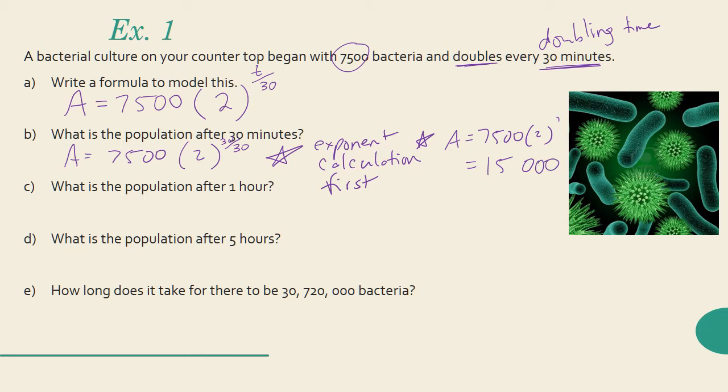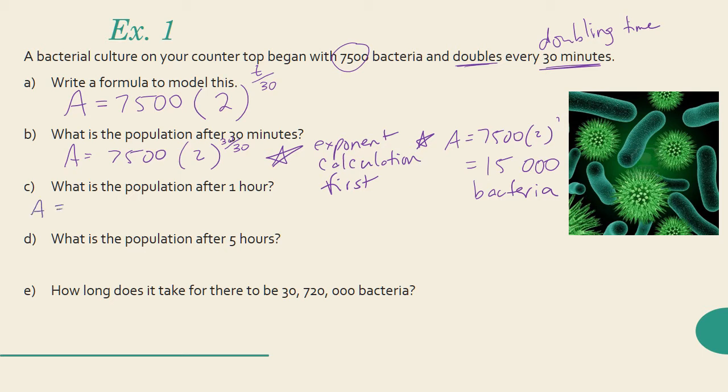And hopefully that makes sense, even just from a common sense standpoint. The reason why that makes sense is if I didn't even give you that equation, if I tell you that something doubles every 30 minutes, and I ask you what's the population 30 minutes later, well, it's doubled once. What's double 7,500? 15,000.